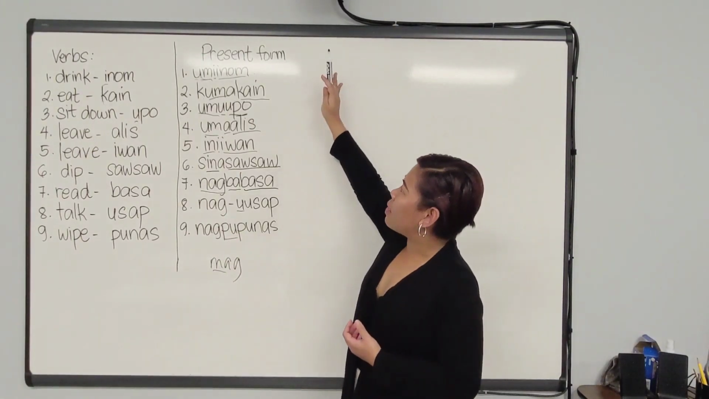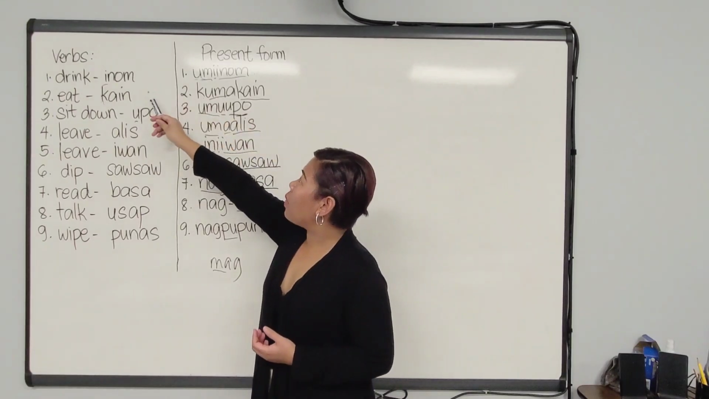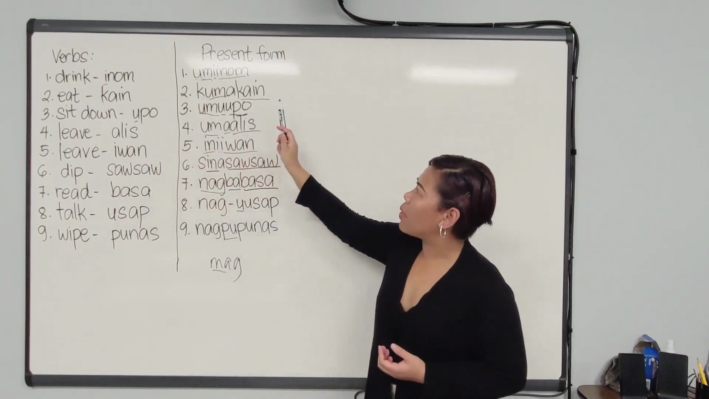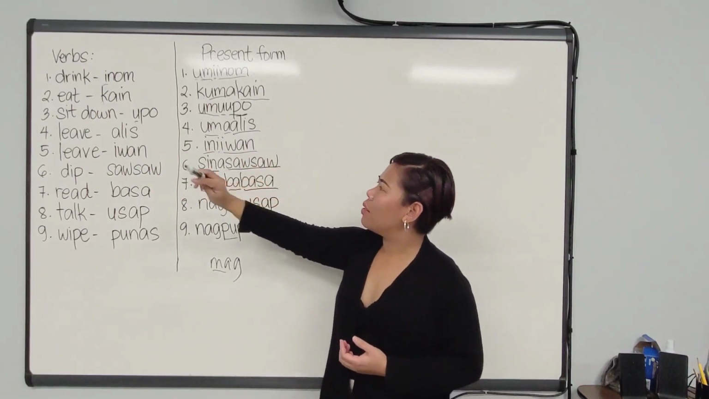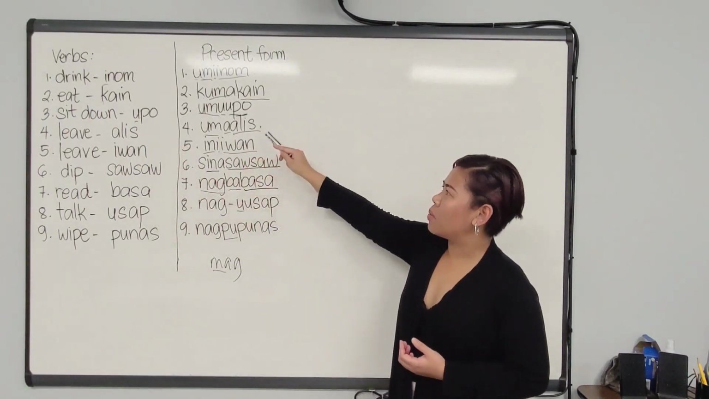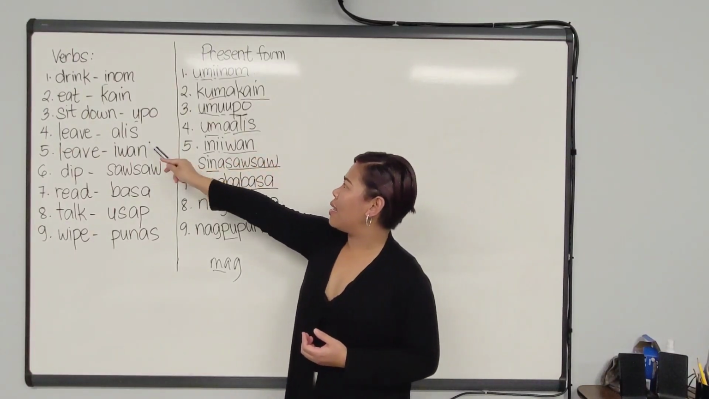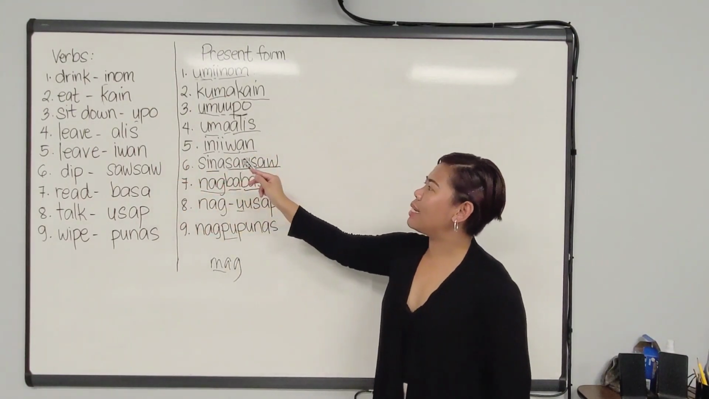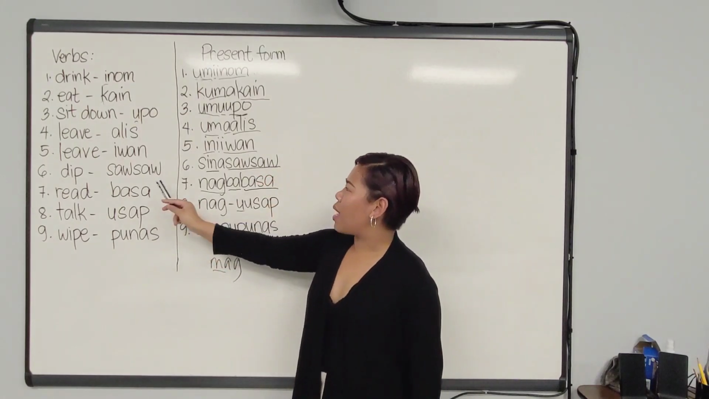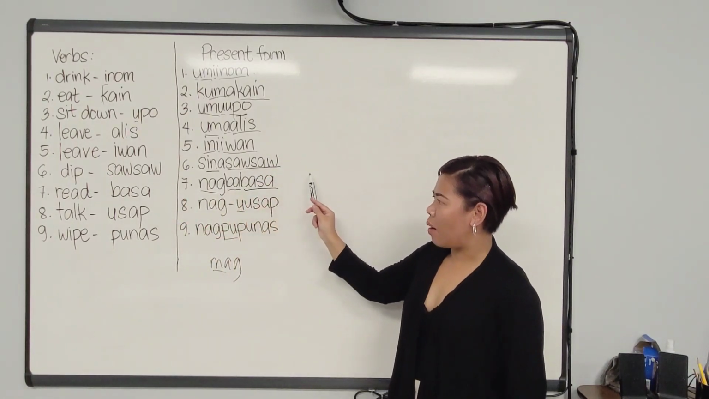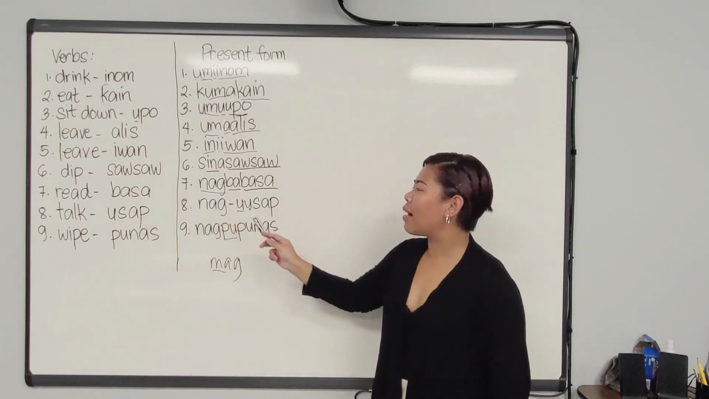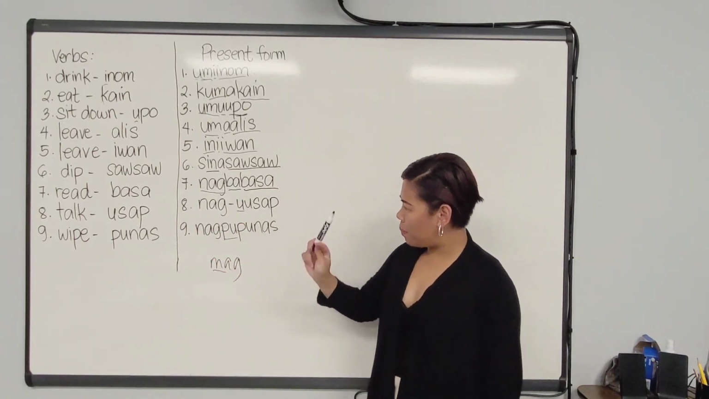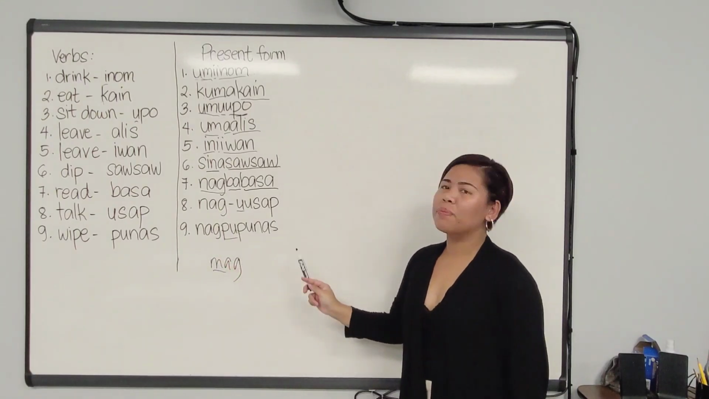So present root verb inom, present form umiinom. Root verb kain, present form kumakain. Upo is umuupo. Alis, umaalis. Iwan, iniiwan. Sausaw, sinasawsaw. Basa, nagbabasa. Usap, nag-uusap. And punas is nagpupunas.